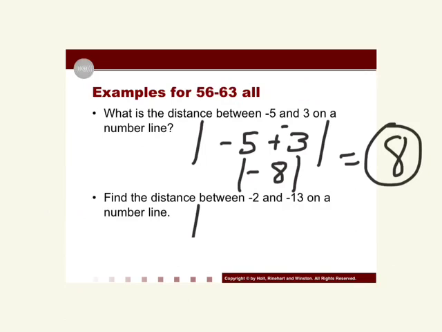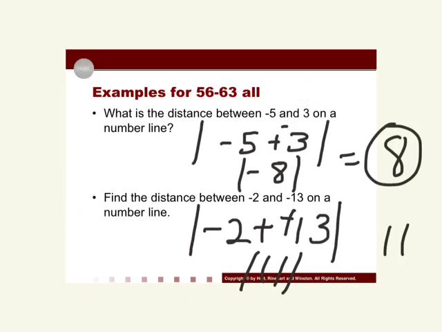Here we have a negative 2 minus a negative 13. And if we do this one, again we keep the negative 2, change. Signs are different, so we subtract. We get 11, and the absolute value of 11 is 11. Now notice again, both those numbers are on the same side of 0. And so to get from a negative 13 to a negative 2 on a number line, it would just be 11 spaces. All right, and that kind of sums it up.